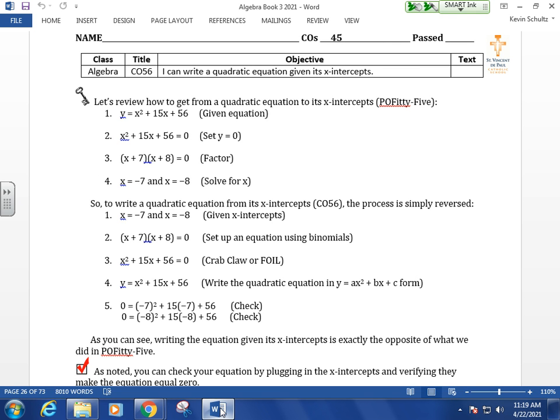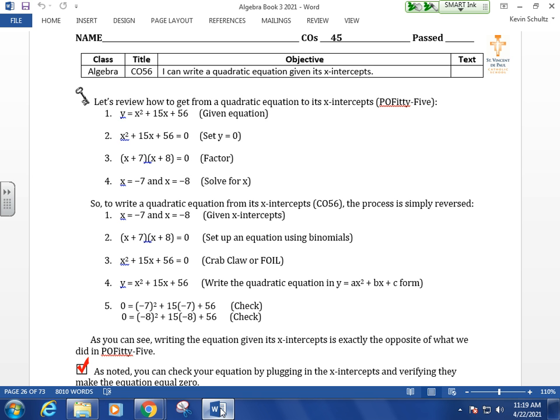We are talking about CO56, which is essentially the opposite of PO55. In PO55, I gave you a quadratic equation, and I asked you to find the x-intercepts of that parabola. In 56, I'm giving you the x-intercepts, and I want you to write me the equation of the parabola. How dare I? How dare you?